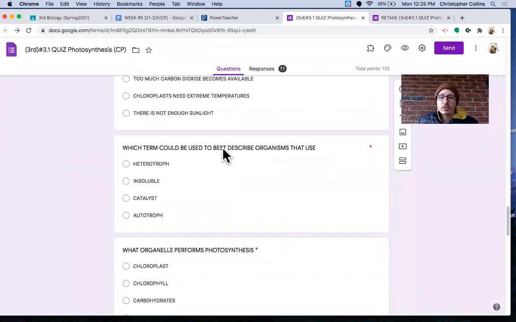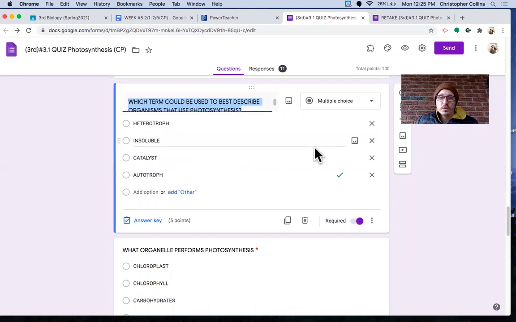Which term could be used to describe organisms that use photosynthesis? Well, we don't use photosynthesis, right? We have to go eat our food. We have to go consume something. Plants can use photosynthesis so they can produce their own food. So we can call them producers, or a more scientific, accurate description would be an autotroph, meaning self-feeding. If you wanted to be really specific, plants are photoautotrophic, right? So they use light, photo, to feed themselves.